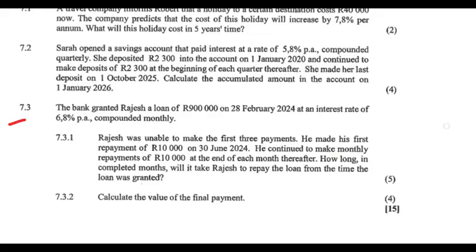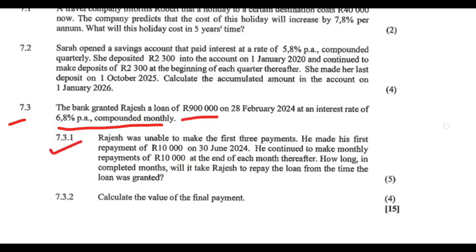7.3. This is a very important question. The bank granted Rajesh a loan of 900,000 on 28 February 2024 at an interest rate of 6.8% per annum compounded monthly. So you must remember, and this is the amount.